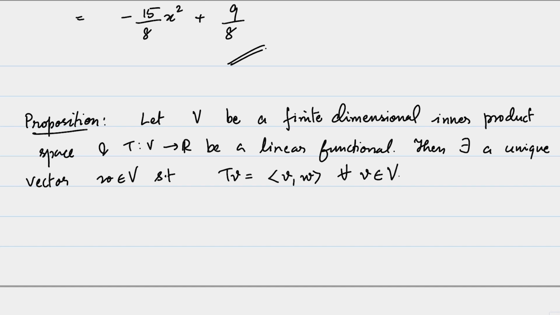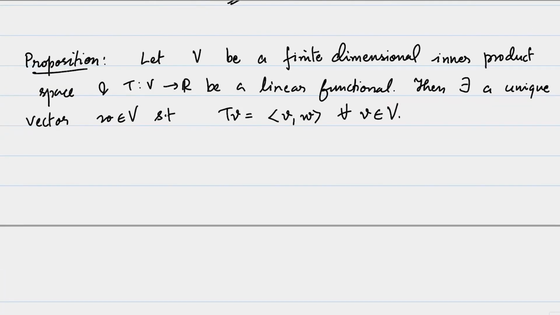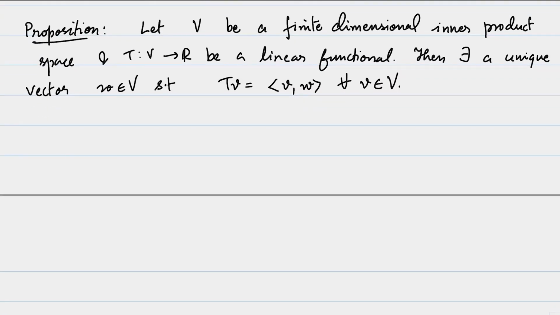We know that there exists at least one such vector by the Riesz representation theorem. What this proposition is telling us is that that vector is necessarily unique. So let's give a proof of this statement. The proof is by considering the possibility of two such vectors W.